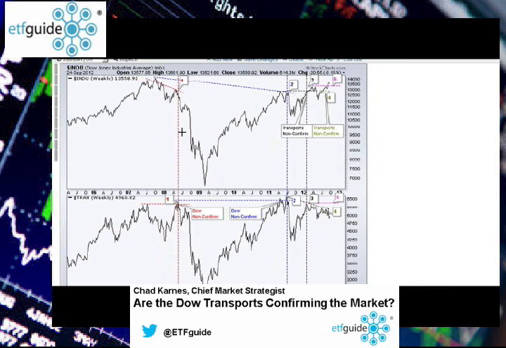And so what I mean by a non-confirmation is back in 2008, the transportation companies actually made a new high. After selling off in 07 with the market, they came back and made a new high in 08, which is a bullish breakout. But the industrials did not confirm that bullish breakout. So then you see what happened shortly afterwards in 2008.